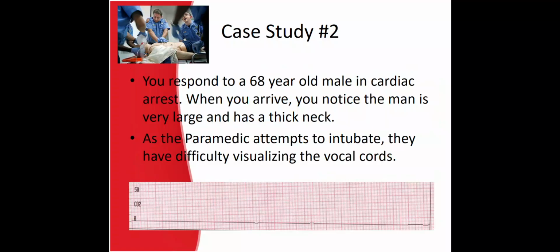In case 2, you respond to a 68-year-old male in cardiac arrest. When you arrive, you notice the man is very large and has a thick neck. As the paramedic attempts to intubate, they have difficulty visualizing the vocal cords, but proceed with placing the endotracheal tube. When the end-tidal CO2 adapter is attached, this is the waveform. What does this indicate? This waveform indicates no CO2 is being exhaled, so either the tube is in the esophagus or there is very poor CPR being performed.